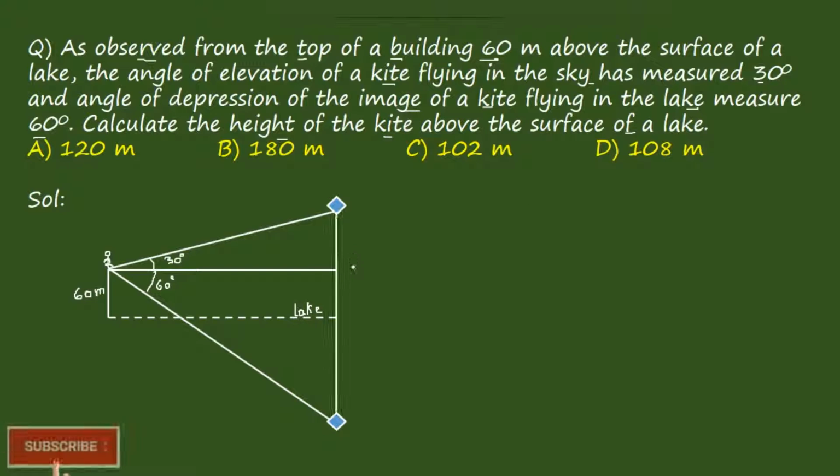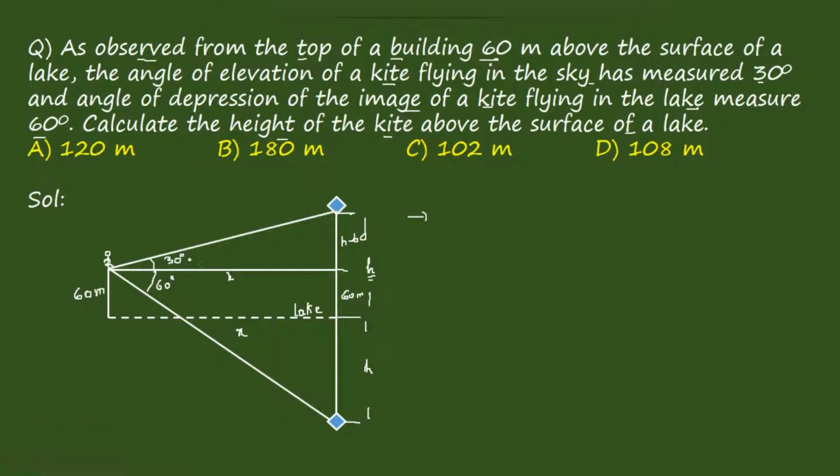Consider a straight line here. We have to find the height of the kite from here to here. Consider this as h. Here we know that it is 60 meters, right? Here it becomes h minus 60. As it is in a lake, the distance from here to here is h only. If you consider this as x, this is also equal to x. Now we have to find the value of h, which is the height of the kite above the surface of the lake. It is forming a trigonometry problem, right?